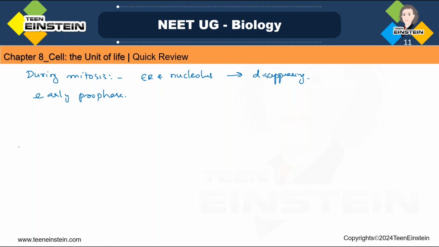We are talking about mitosis, right? So in mitosis, prophase is the longest one. Which one is the longest? Prophase. That is the longest phase. And in early prophase, the nuclear membrane and nucleolus will start disintegrating.